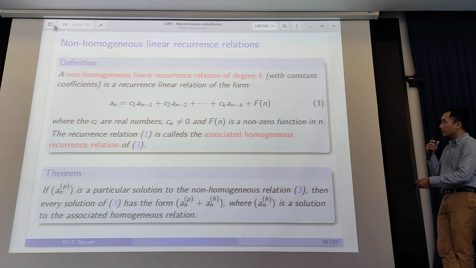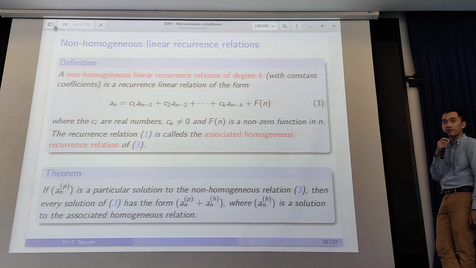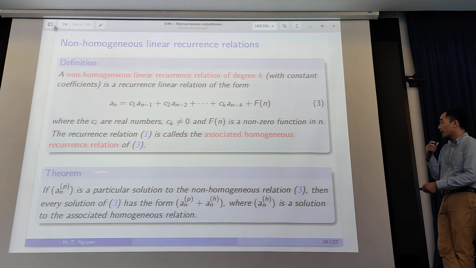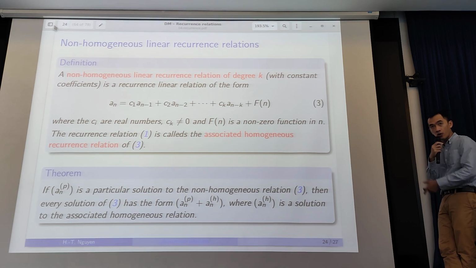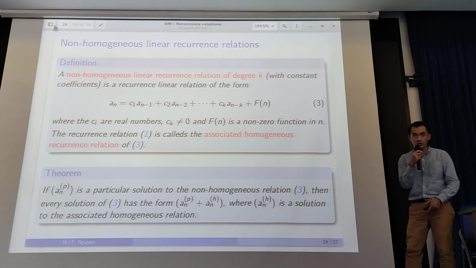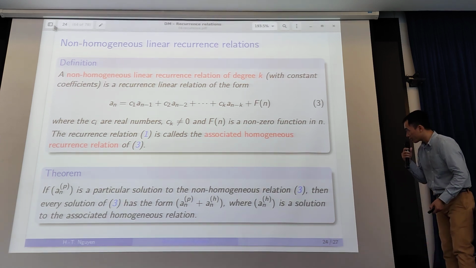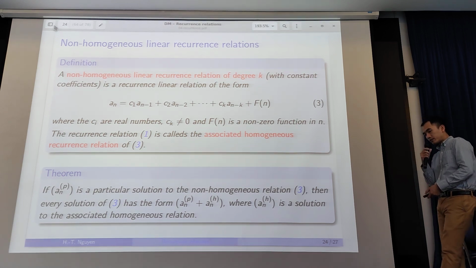So the idea is that if you have a particular solution and you combine it with a solution of the corresponding homogeneous one, then you also have a solution to the non-homogeneous relation here. Okay? And we admit the result that those solutions are all the solutions to this kind of relation. Okay?